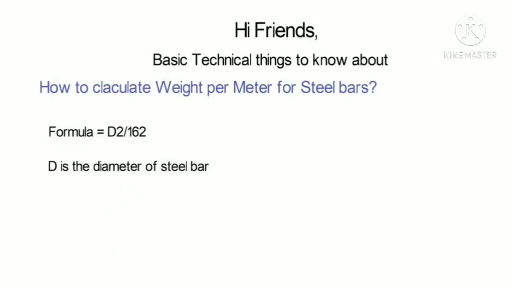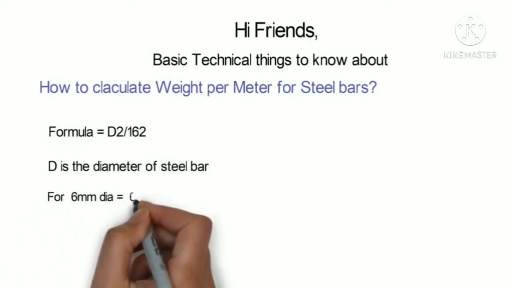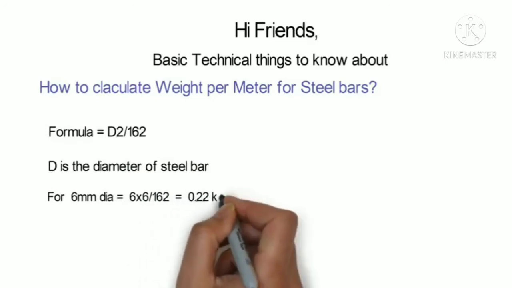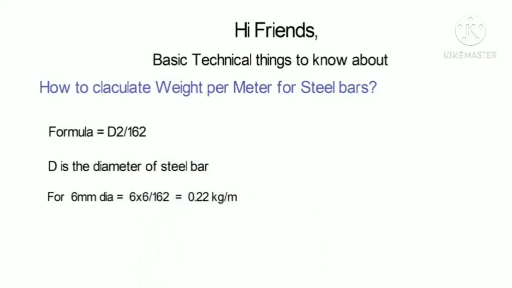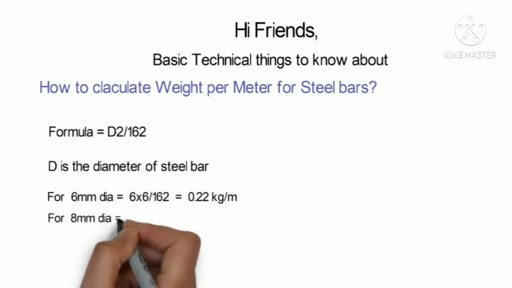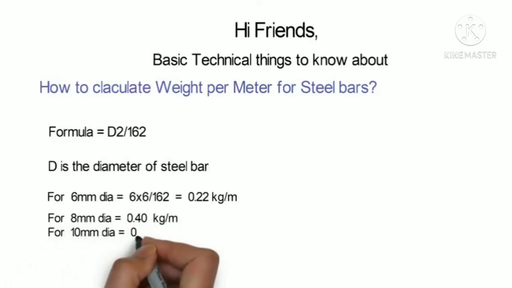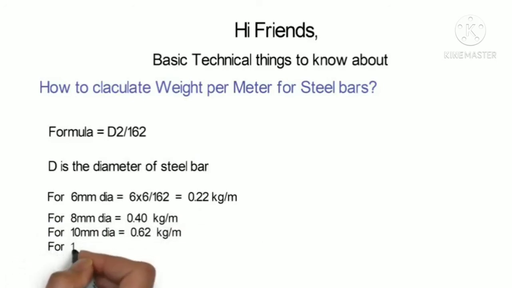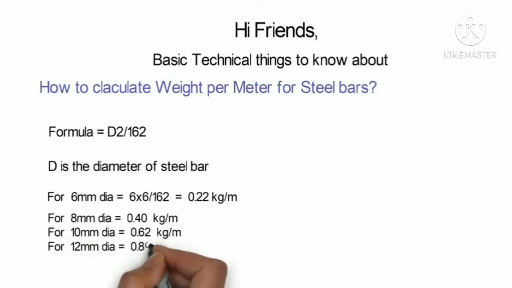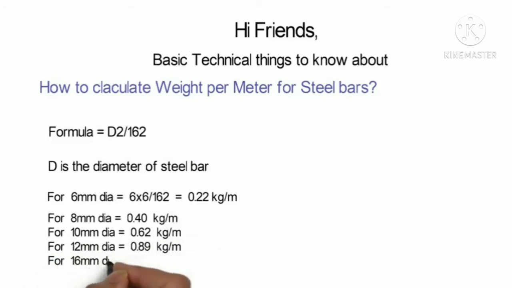Let us take an example of a 6 mm diameter bar. 6 into 6 divided by 162 is 0.22 kg per meter. The same formula we can apply for other diameters of bars. 8 mm diameter, 0.4 kg per meter; 10 mm diameter, 0.62 kg per meter; 12 mm diameter, 0.89 kg per meter; 16 mm diameter, 1.58 kg per meter. With the same formula we can calculate the weight for any other diameter of steel bar.